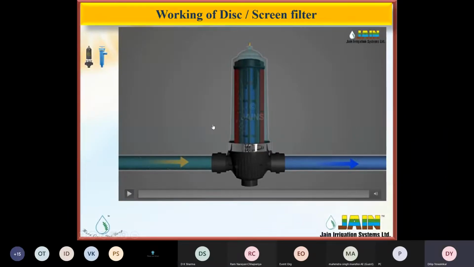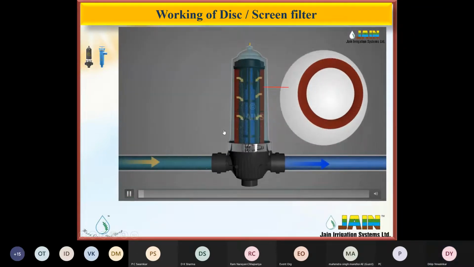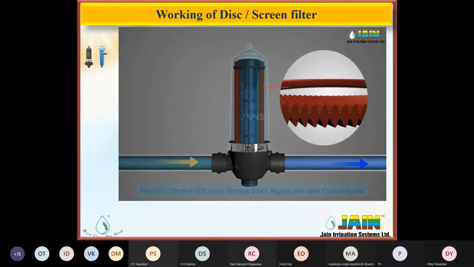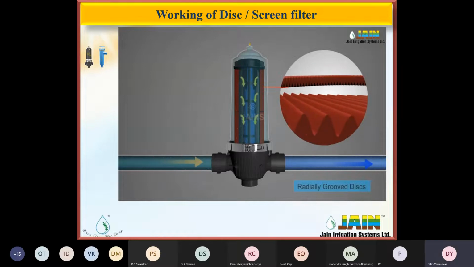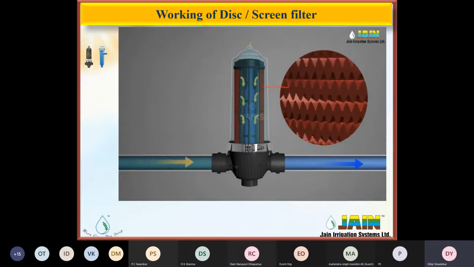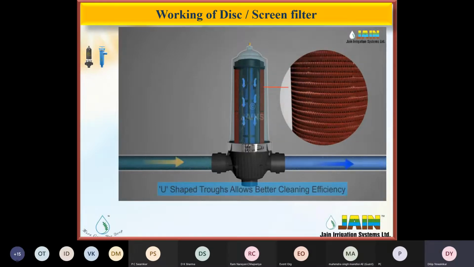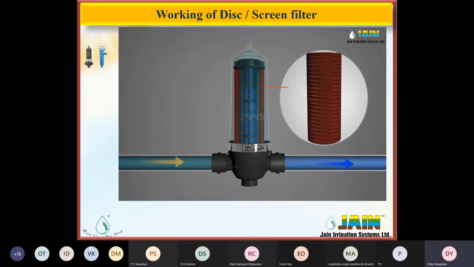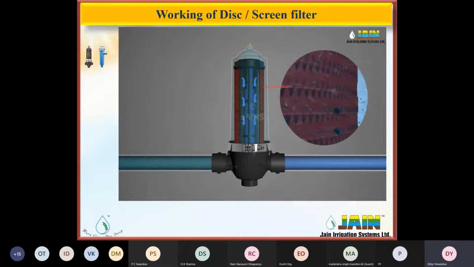The next filter is the disc filter or screen filter. Here you can see. In the disc filter and screen filter, the principle is more or less the same. In the disc filter, there are a number of discs having V-shaped grooves. They are arranged together to form a mesh inside the tank. The holes act as a screen, and the raw water passes through this mesh and gets filtered.